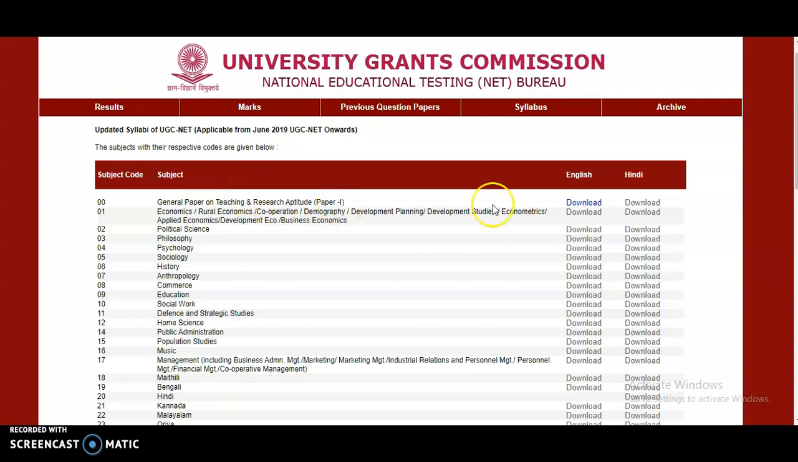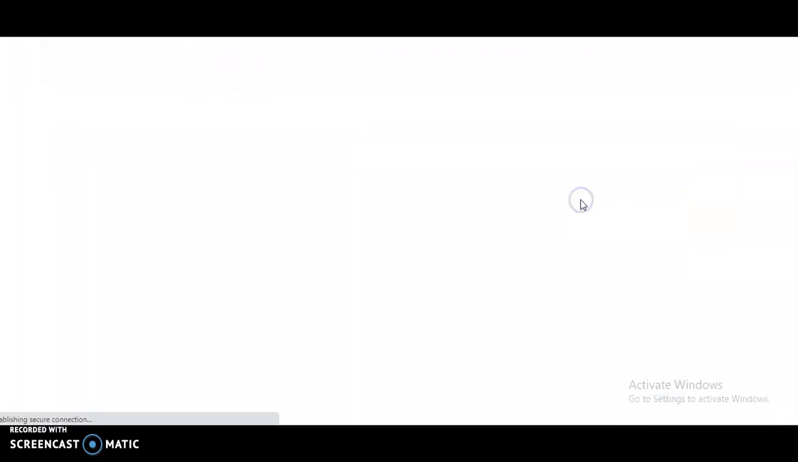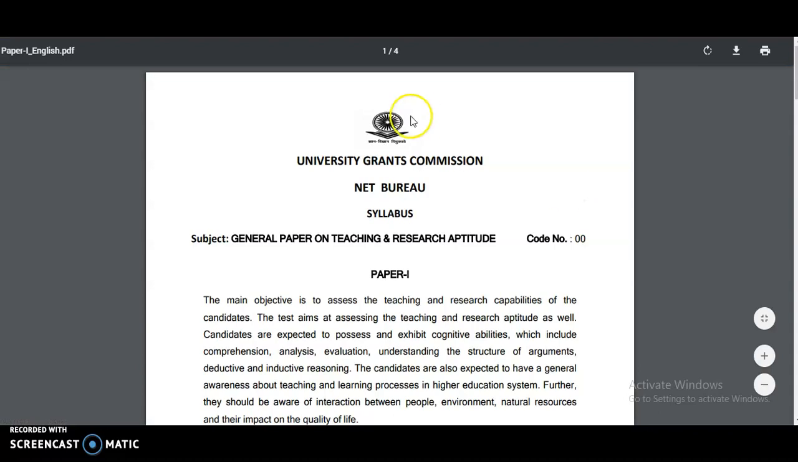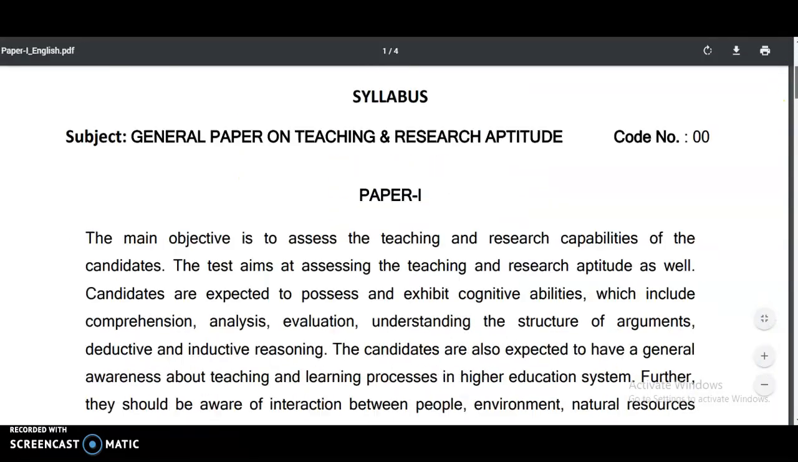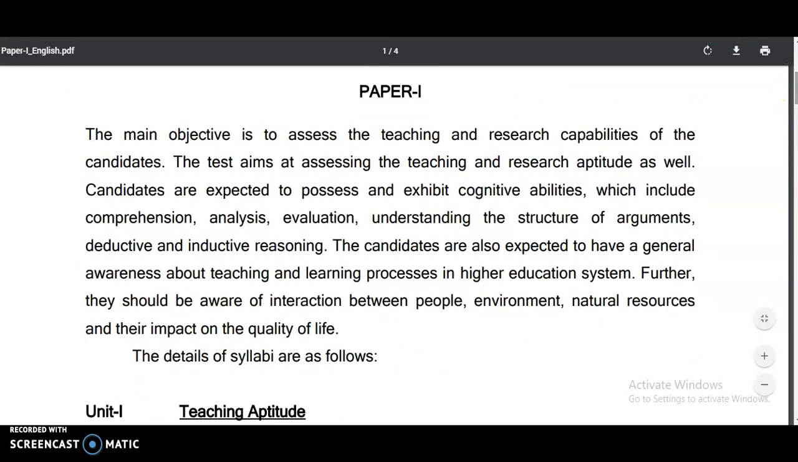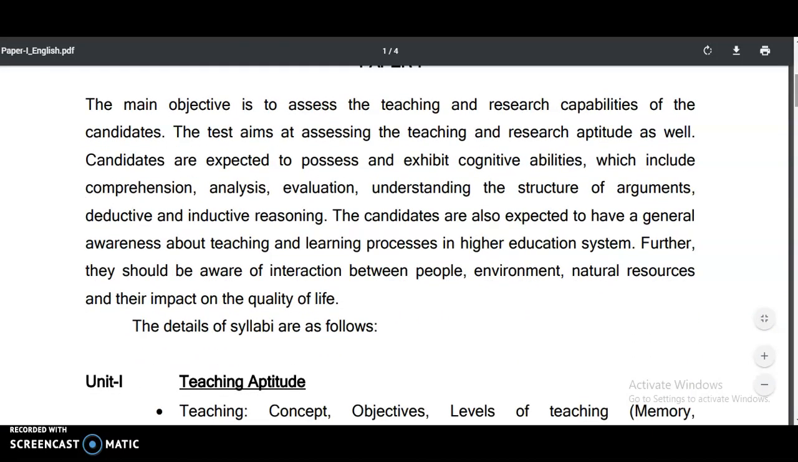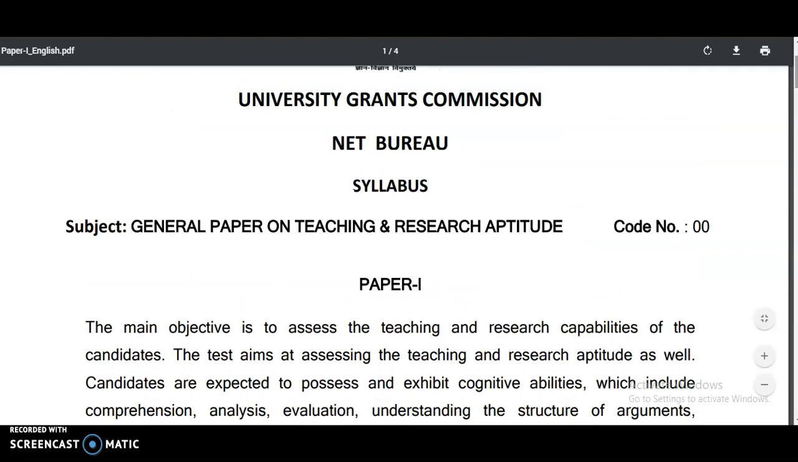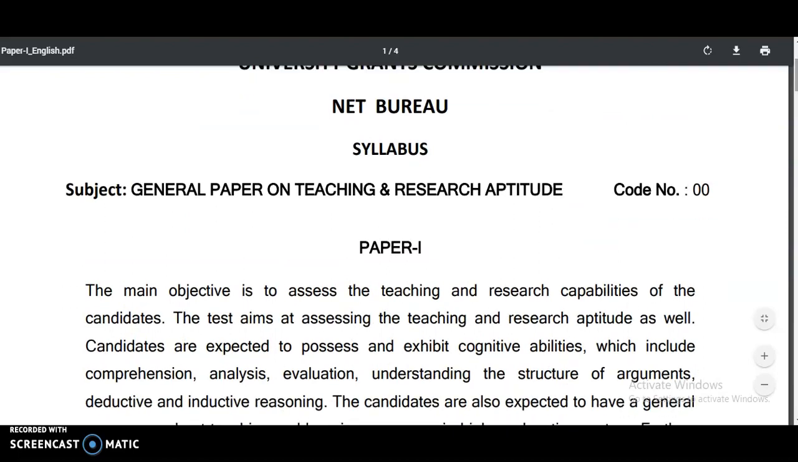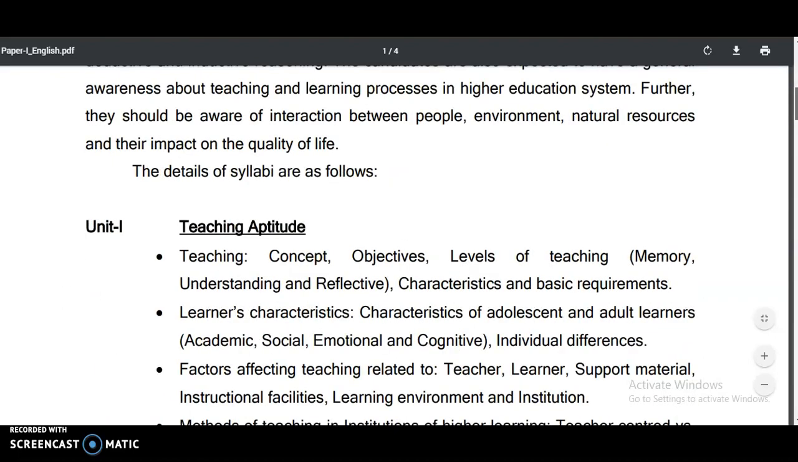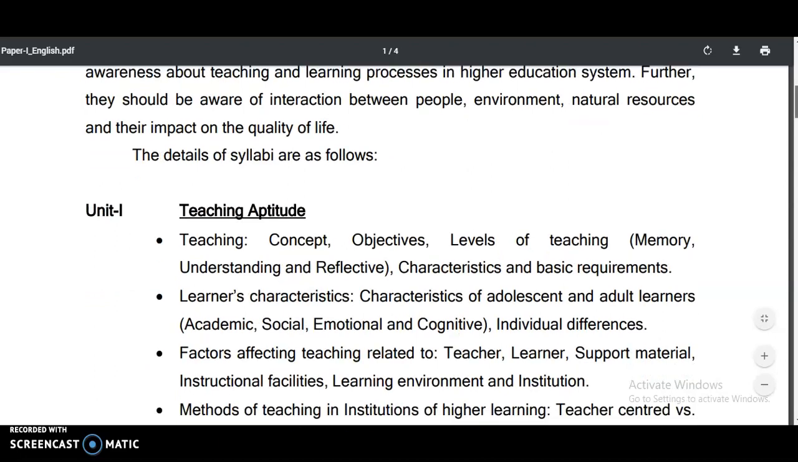So here just click on this one, then the syllabus of this Paper 1 will be downloaded, and here you can see that a total of 10 units will be there, and this general Paper 1 is common to all the 81 subjects that are conducted by the National Testing Agency. So here the 10 units will be there.